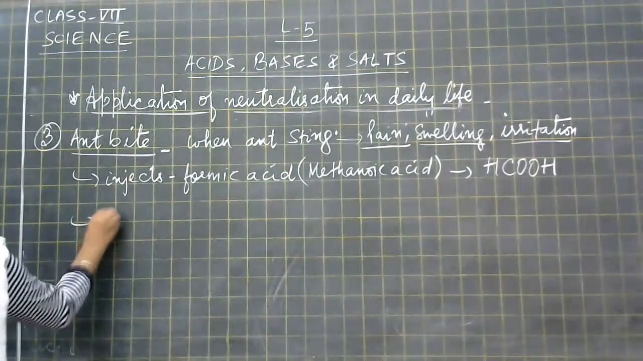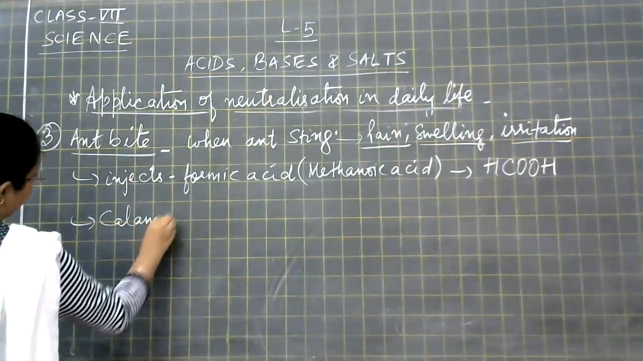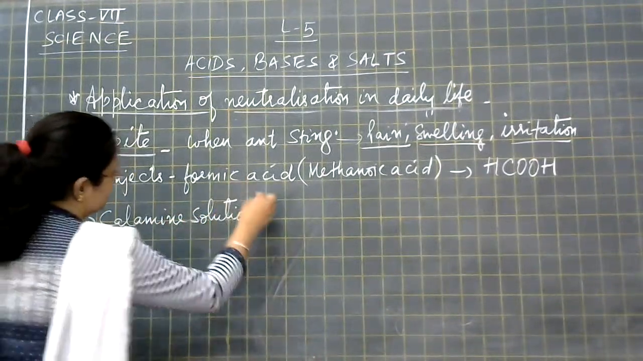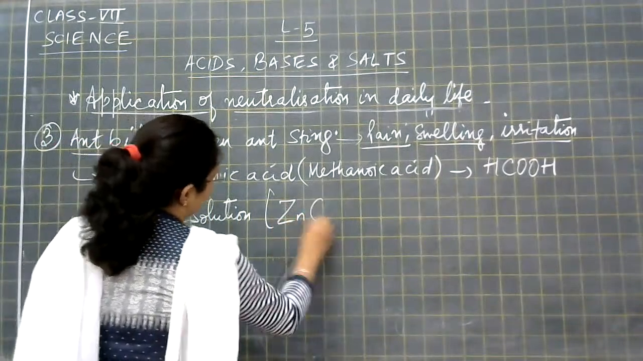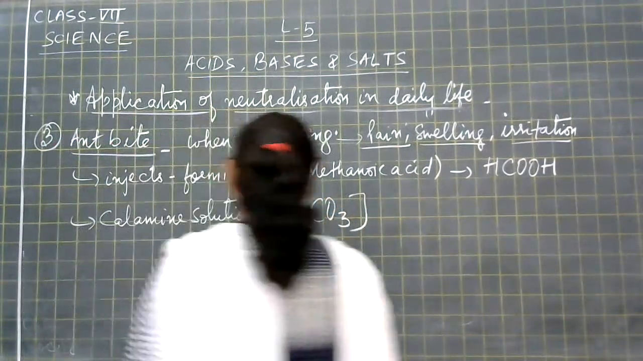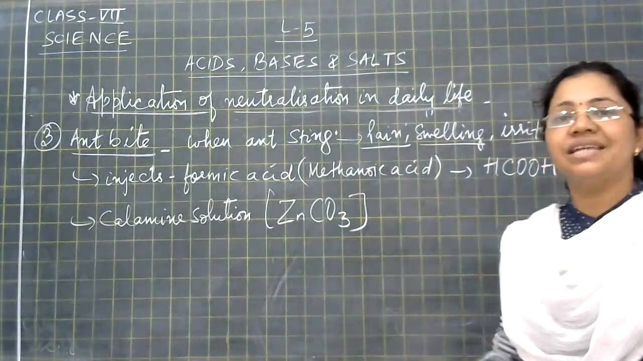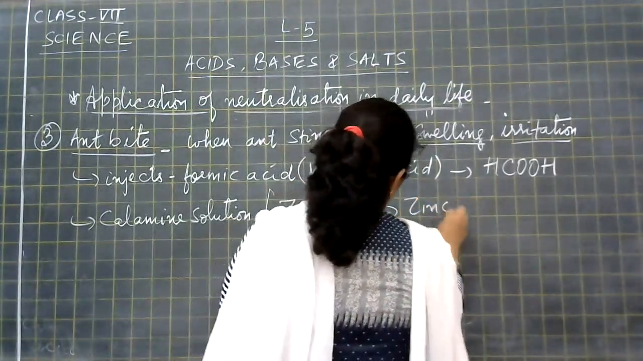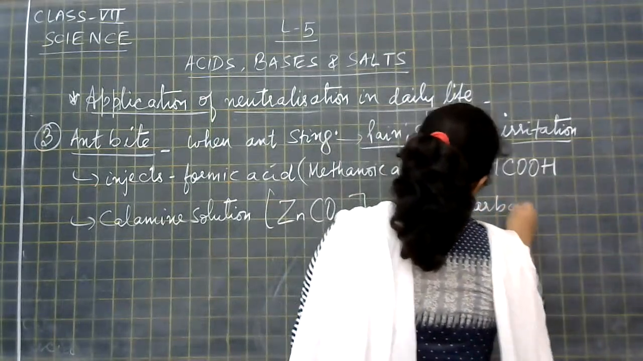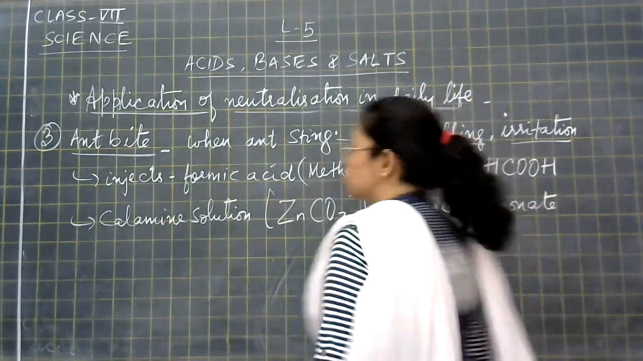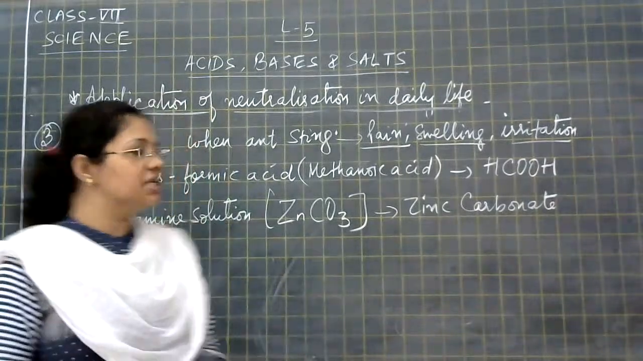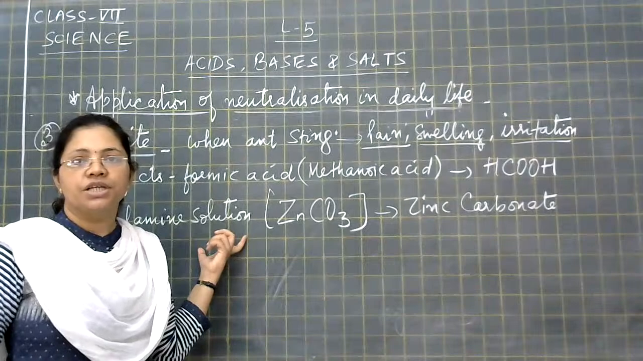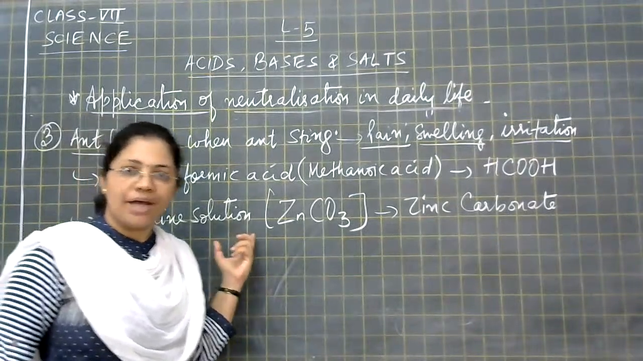Now to reduce the effect of an ant bite, we again make use of some basic substances, and generally we make use of calamine solution. So what is calamine solution? The chemical compound called zinc carbonate, ZnCO3. Its chemical name is zinc carbonate. So zinc carbonate is commonly known as calamine solution, right?